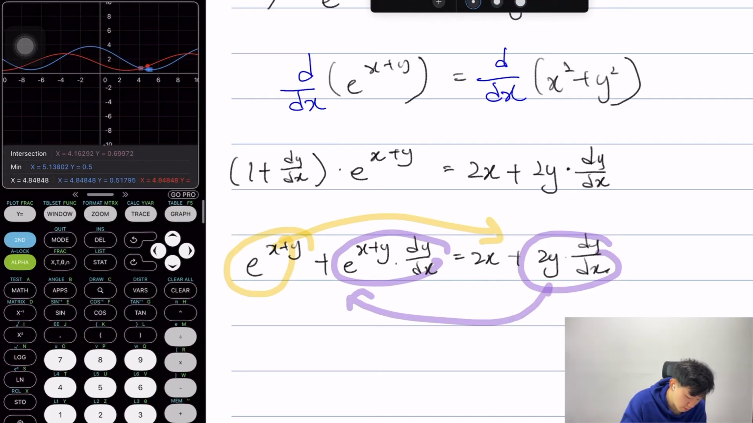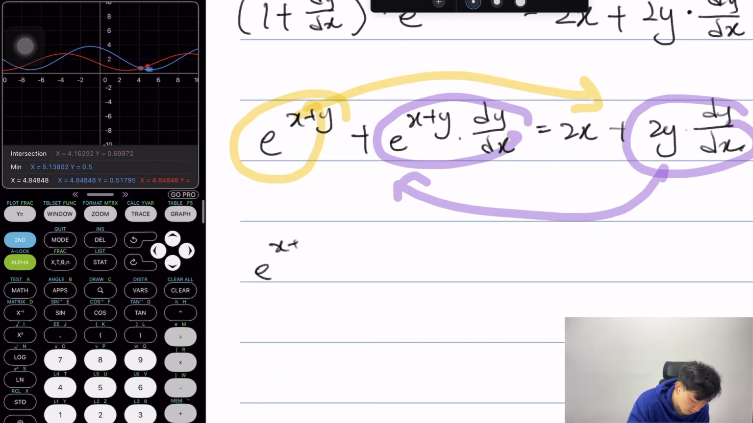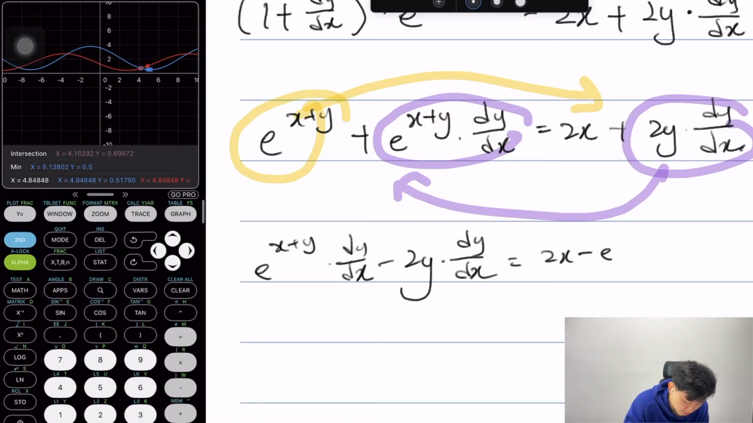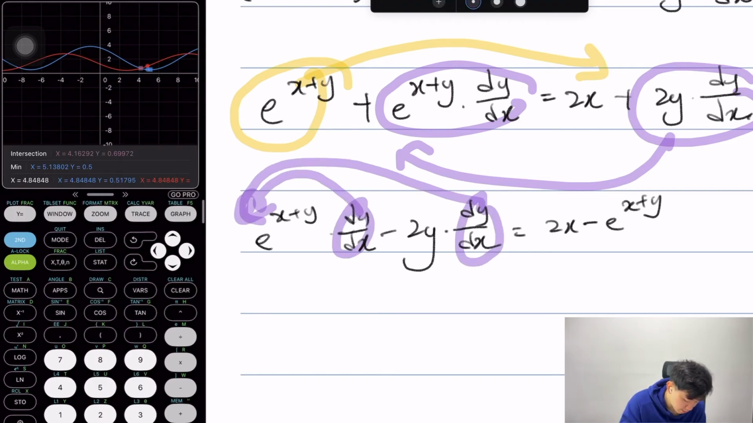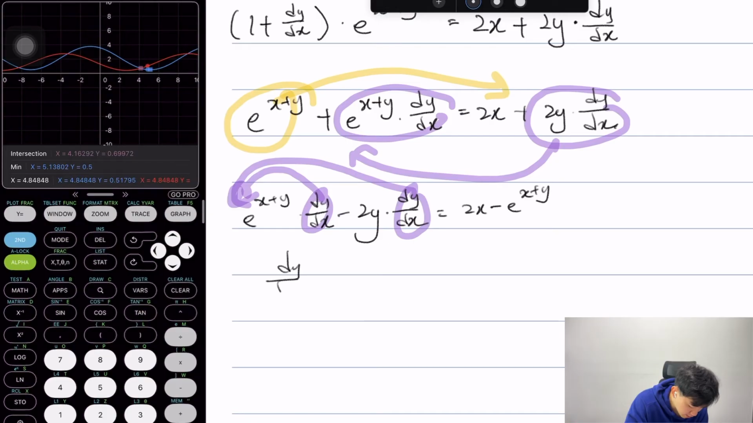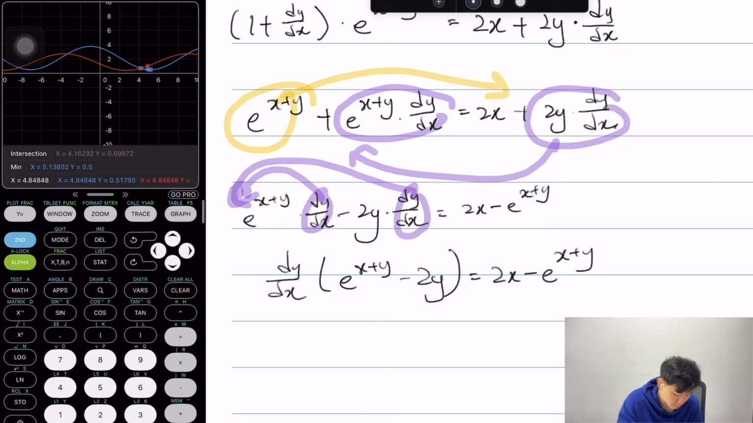So then we're going to have e to the power of x plus y times dy dx minus 2y times dy dx equals to 2x minus e to the power of x plus y. Both sides have the common dy dx factor, take it out of them. So dy dx times (e to the power of x plus y minus 2y) equals to 2x minus e to the power of x plus y.